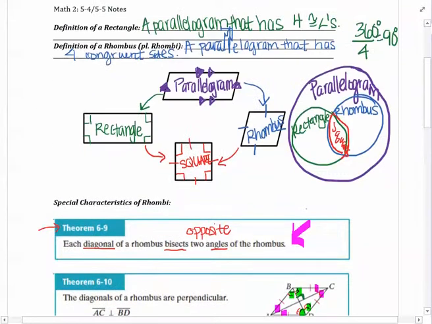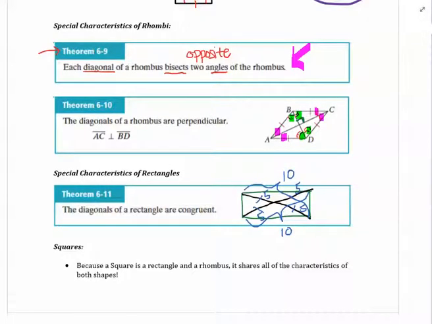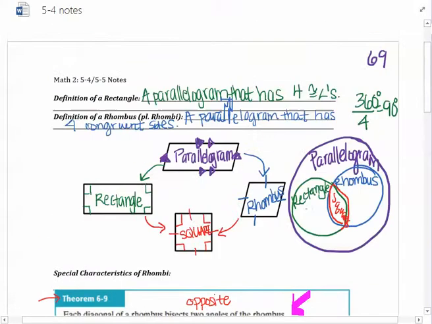Okay, now squares. Squares are just rectangles and rhombuses at the same time. They're not a new shape. We don't have a definition of a square really other than saying it's a rectangle and a rhombus at the same time. So they don't have any extra characteristics. So when it comes to squares, all we really say is because a square is a rectangle and a rhombus, it shares all of the characteristics of both of those shapes. It's also a parallelogram. Remember, all of these are parallelograms. So they all share the characteristics of parallelograms.